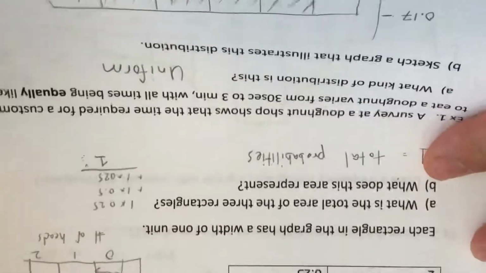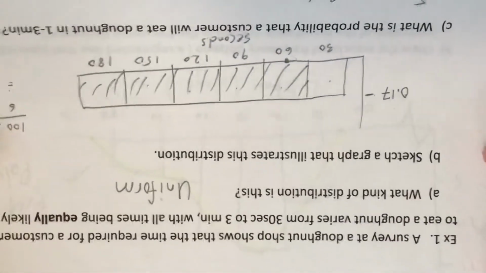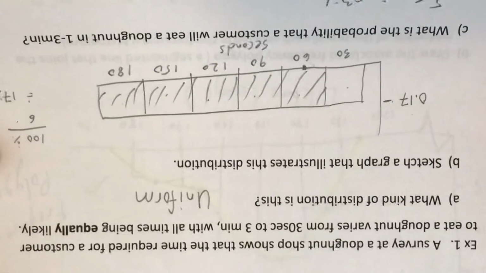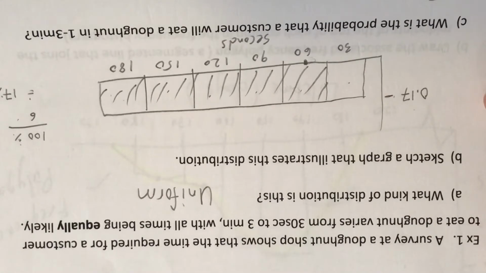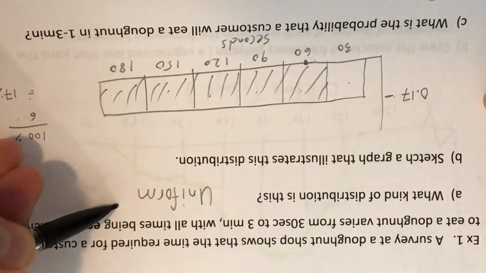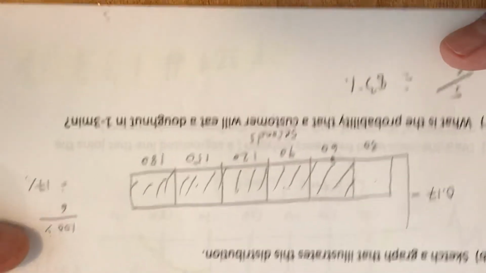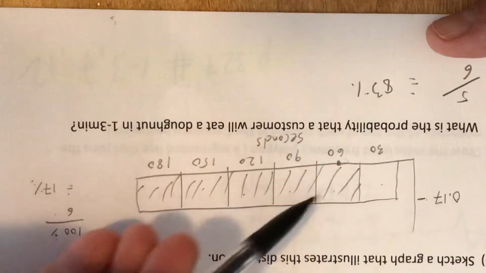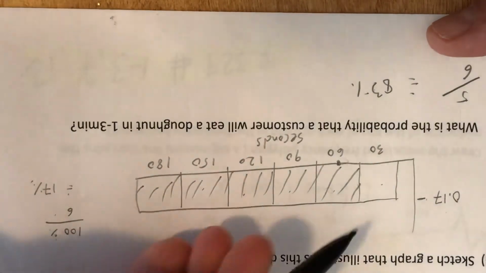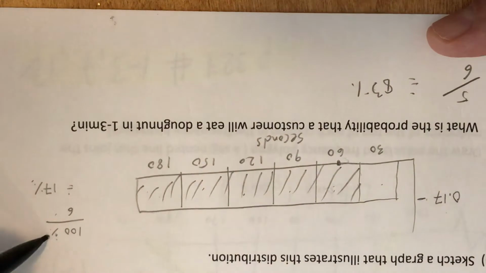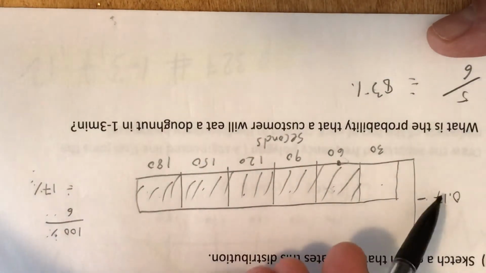The other type of data that we can get is something that's continuous. Time, for instance, will do. The example is at a donut shop, the time required for a customer to eat a donut varies from 30 seconds to 3 minutes, with all times being equally likely. Because it's equally likely, it's a uniform distribution. Okay? If I sketch the graph, on the bottom I have 30, 60, 90, 120, 150, 180 number of seconds.